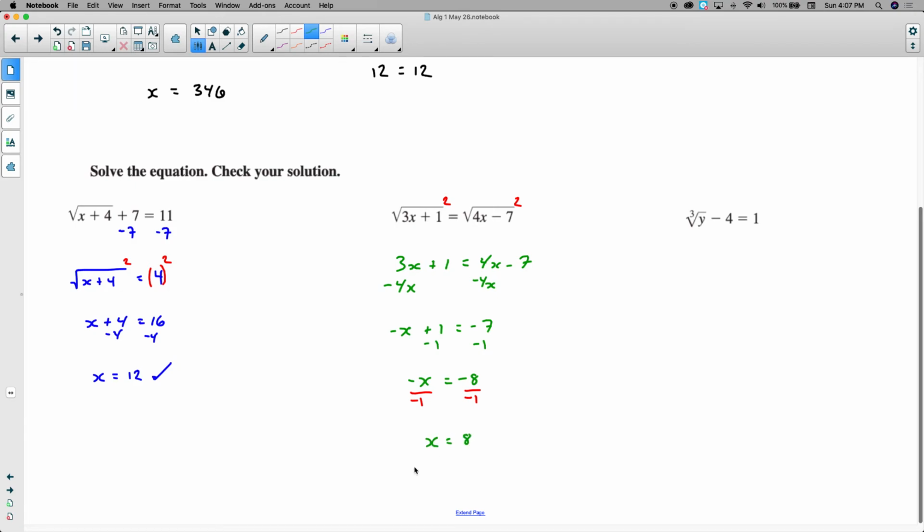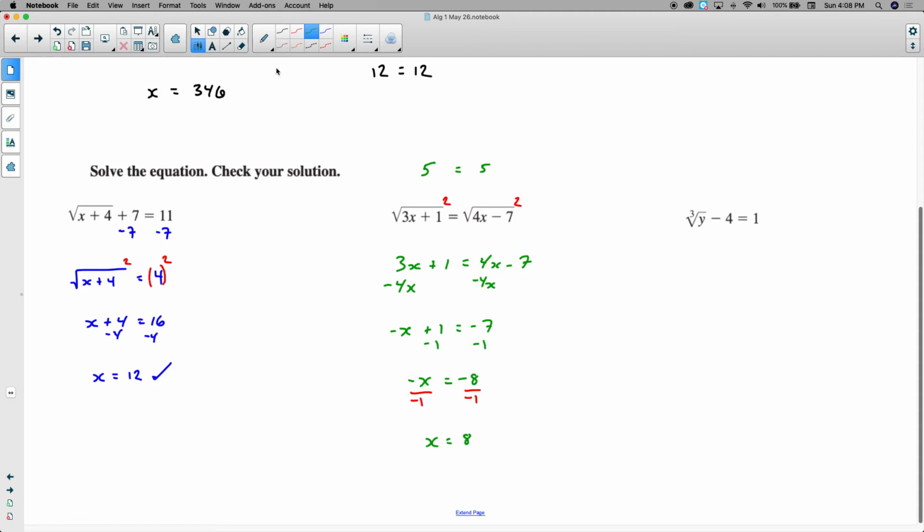Okay, well, let's check that one in our heads. We've got 8 up here. 8 times 3 is 24, plus 1 is 25. The square root of 25 is 5. Over here, we've got 8 to put in here. 8 times 4 is 32. 32 minus 7 is 25, and the square root of 25 is 5. Okay, so when I plug them in, everything works great there.